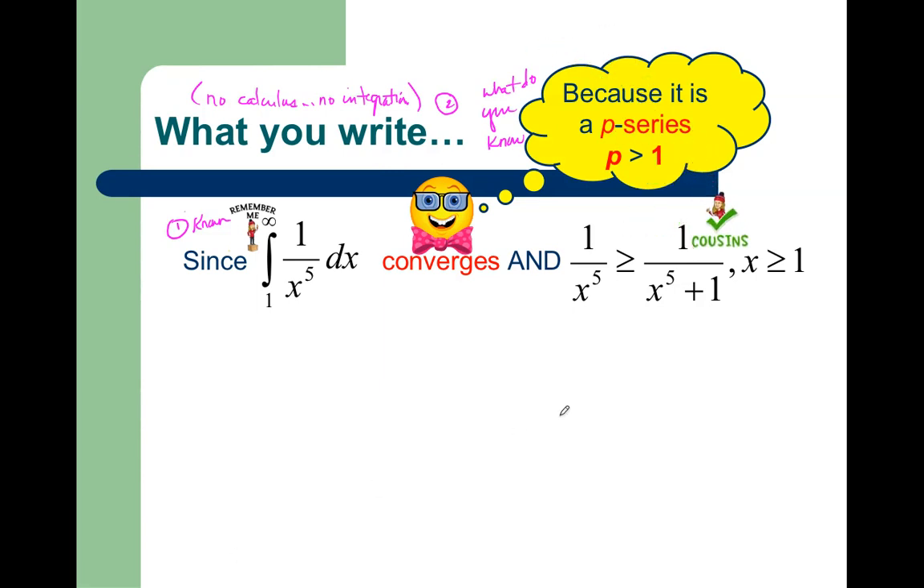What do you know about it? Make sure they're pretty similar. Then talk to me about position. Since I know the improper integral I chose converges, it has to be on top of the unknown, the cousin. I put this statement here. You don't have to put that.